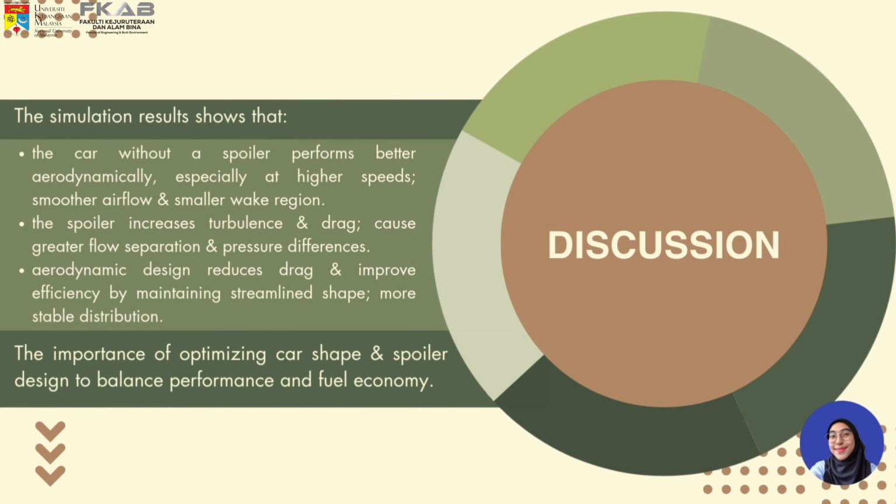Based on our CFD simulation results, we observed that the shape of the car plays a major role in aerodynamic performance. The car without a spoiler had smoother airflow and a smaller wake, especially at higher speeds like 60 and 80 meter per second. In contrast, the car with a spoiler produced more turbulence and a larger separation zone, which increases drag. From the pressure contours, we also noticed that the streamlined car shape had a more consistent pressure distribution, helping reduce overall drag force. So overall, this confirms our hypothesis that aerodynamic shapes improve efficiency, while spoilers, if not designed properly, can increase resistance. This highlights the importance of balancing design for both performance and fuel economy.